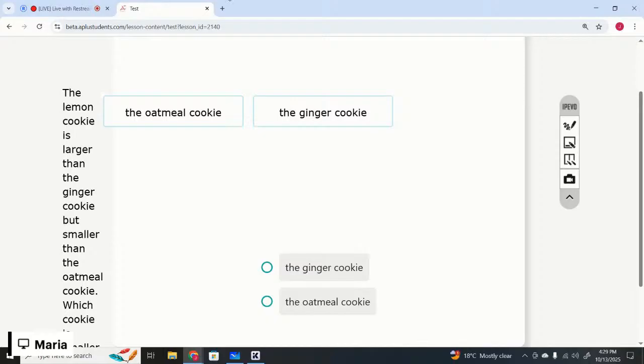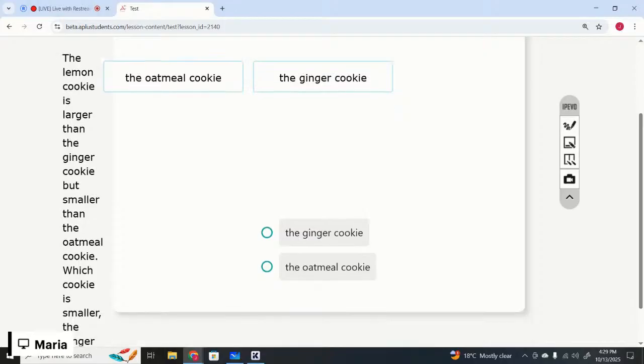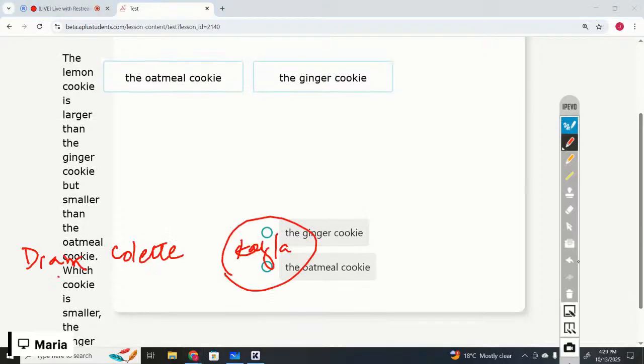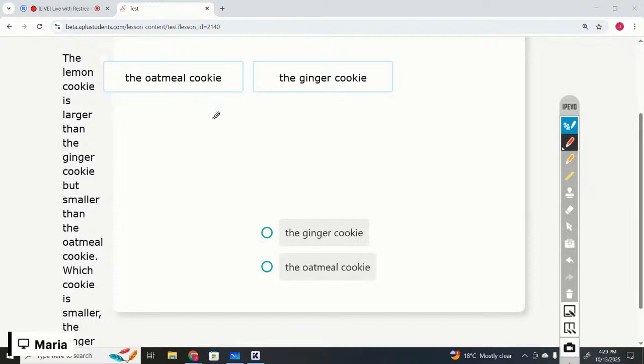The lemon cookie is larger than the ginger cookie. So, lemon cookie is larger than ginger cookie, right? But smaller than the oatmeal cookie. So, lemon cookie is smaller than the oatmeal cookie, right? Whenever you have a but in the question, that means this is about the lemon.